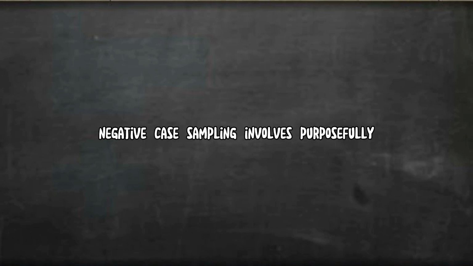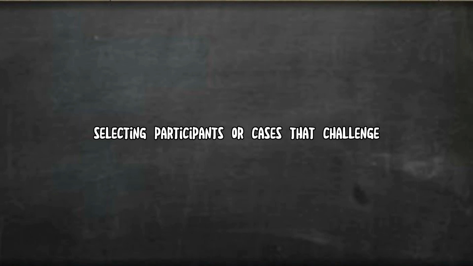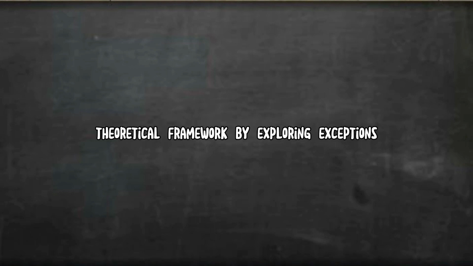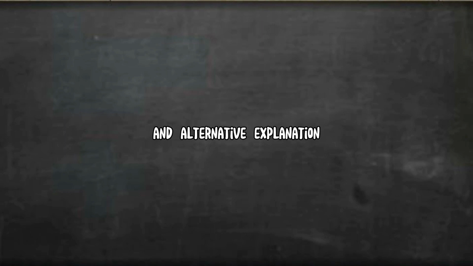Negative case sampling. Negative case sampling involves purposefully selecting participants or cases that challenge or contradict the emerging theoretical concept or patterns. By including negative or deviant cases, researchers can refine and validate their theoretical framework by exploring exceptions and alternative explanations.